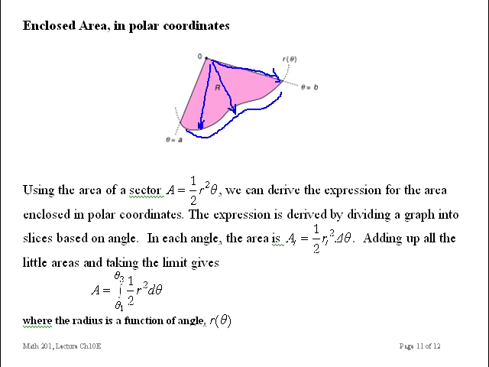Of course, we could do the usual thing where we divide the graph up into slices based on angle. Apply this formula here for each little sector. That's the area of a little sector in which the radius is constant in that sector. Then add them all up and take the limit, the usual calculus drill, and we end up with the definite integral. In this case, we're integrating again from theta 1 to theta 2, 1/2 r squared d theta. And r is that radius, which is potentially a function of the angle theta.